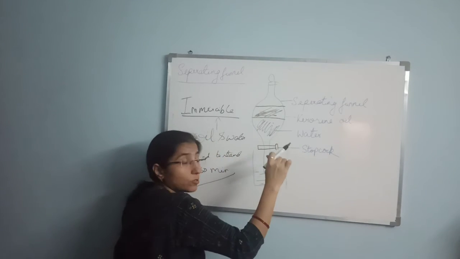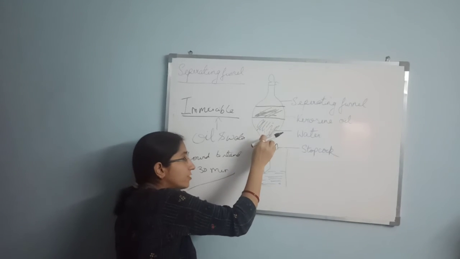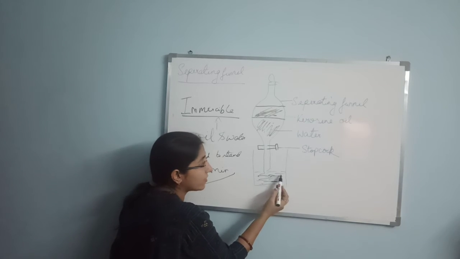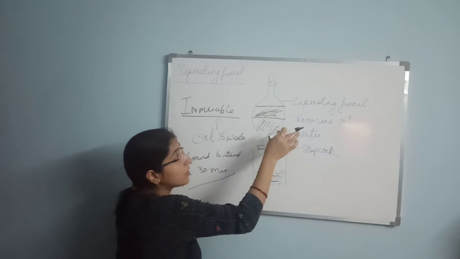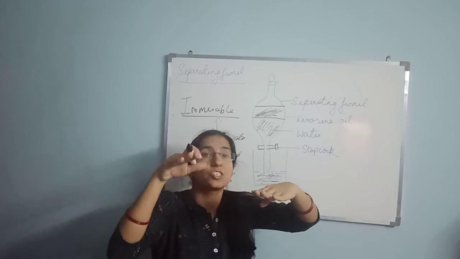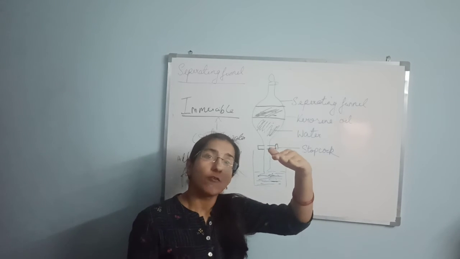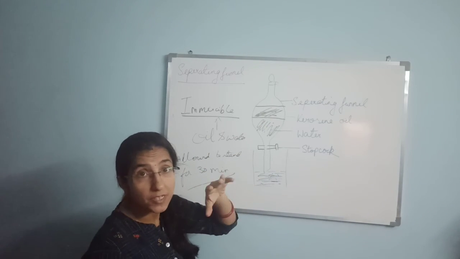Now, how are you going to separate them? Open the stopcock. The water will start to come out of the separating funnel, and we can collect that water in the beaker. We are able to see a clear demarcation, a separation layer showing that here is the oil and here is our water. So when the water comes down into the beaker, observe it carefully.